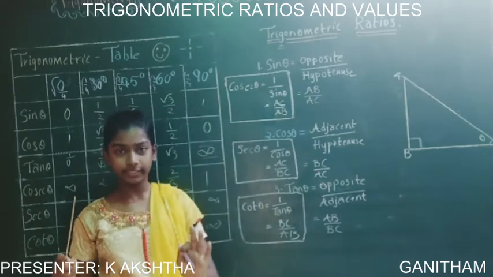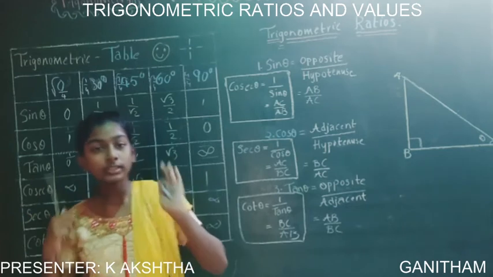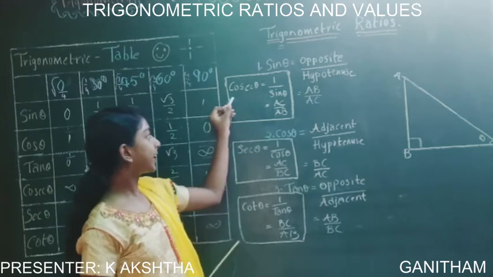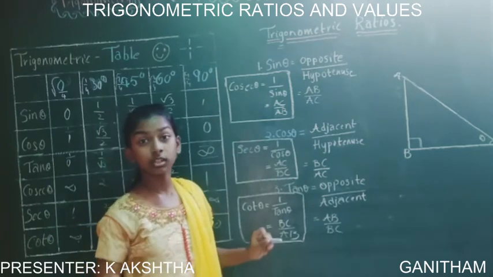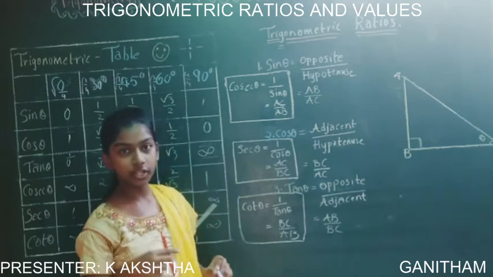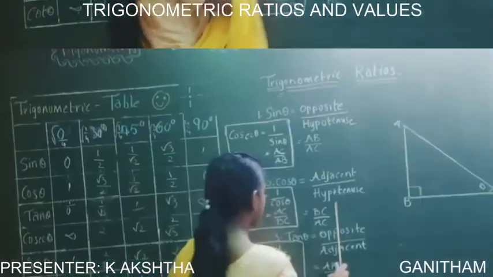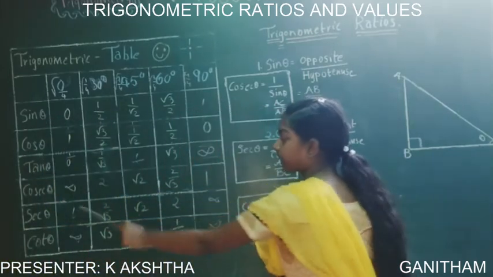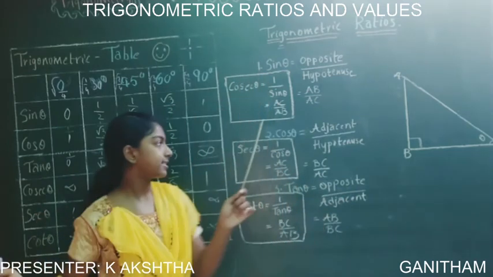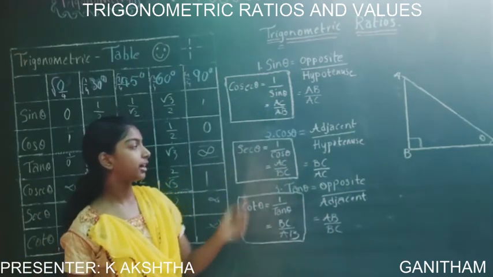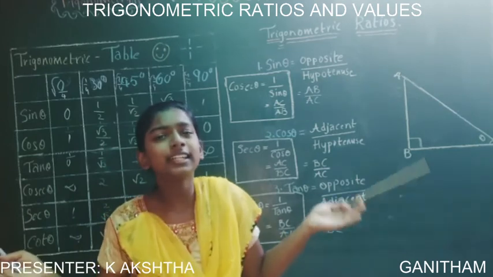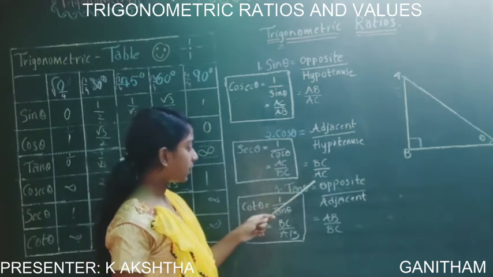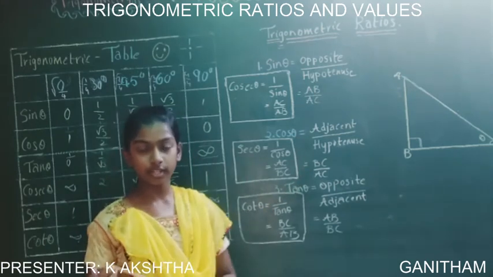Now, what is cosecant theta? I have already explained this in the table. Cosecant theta is nothing but 1 by sin theta. Cosecant theta into sin theta is equal to 1. Remember this, it is very useful for your examination. And now secant theta. Secant theta is 1 by cos theta, the inverse ratio of cos theta. So the value of secant theta is AC by BC.